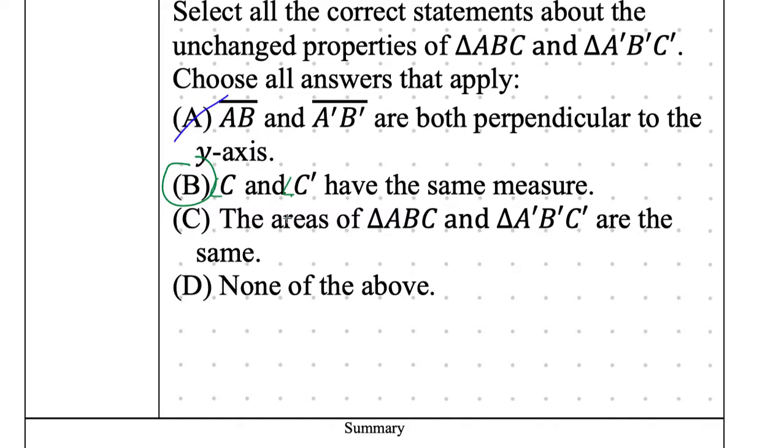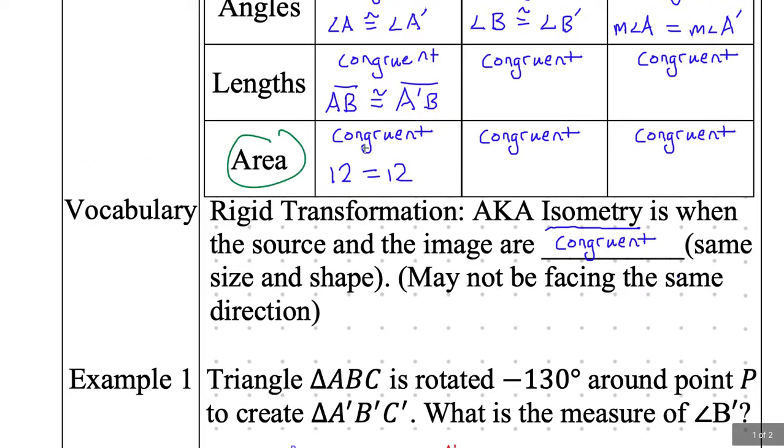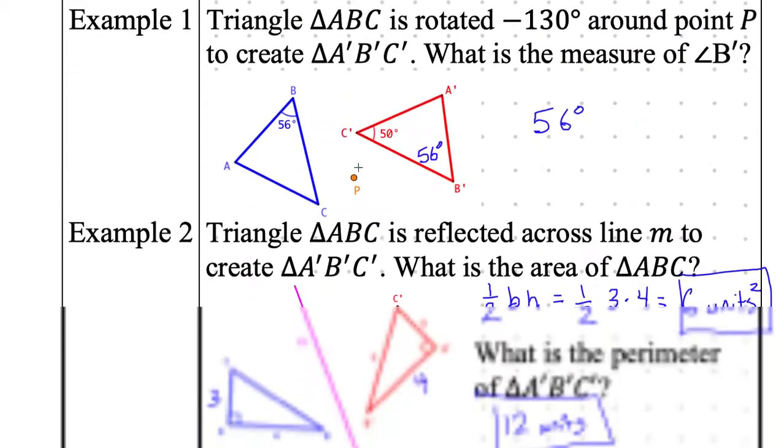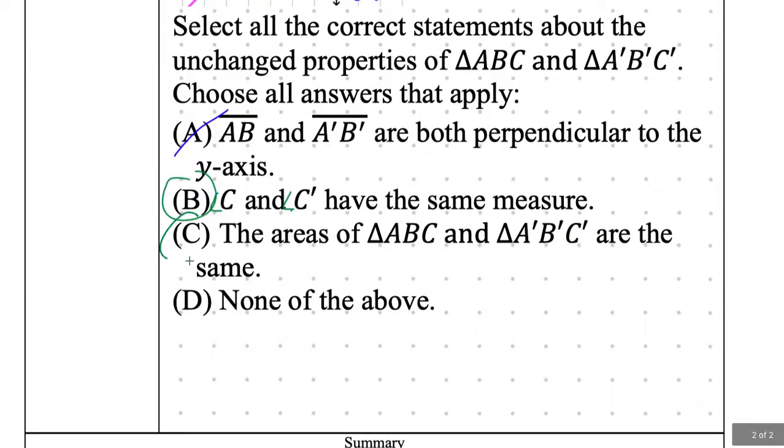Let's circle that one. And the areas of ABC and A prime, B prime, C prime are the same. Well, we know that areas are also preserved because up here we know that angles are all congruent with rigid transformations. So I can come down here and say, okay, well that's obviously true. Whenever you have something that is talking about line segments being perpendicular or their positioning, then it might not be true. But if you're just talking about their angles, their lengths, or their areas, they are always going to be congruent to each other. So the correct answer here is B and C, but not A, and obviously not D.